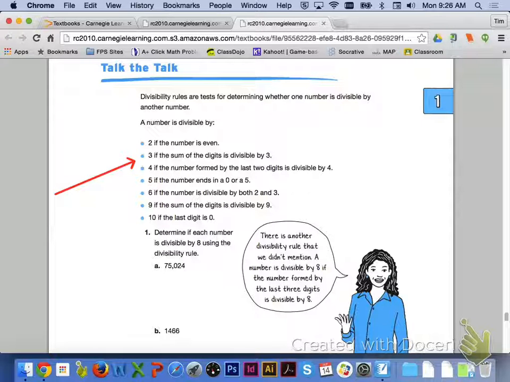We are going to skip problem 5 and turn to page 43 and take a look at the Talk activity. It reminds us that divisibility rules are tests for determining whether one number is divisible by another number. It gives you a bullet point list of all of the numbers that we did talk about: 2, 3, 4, 5, 6, 9, and 10. Please use this page as a resource if you ever want to remember what a divisibility rule is for a given number.